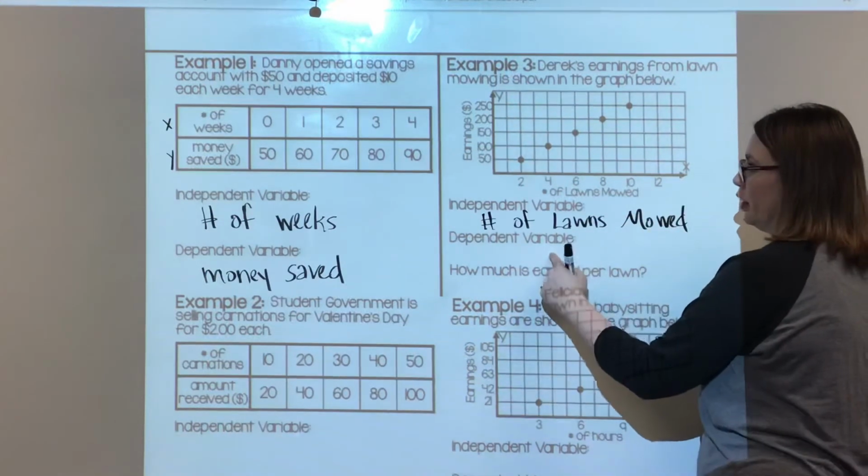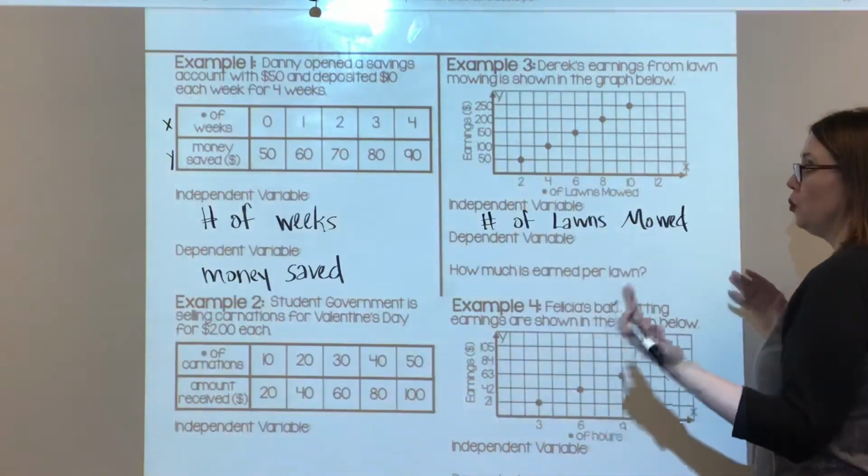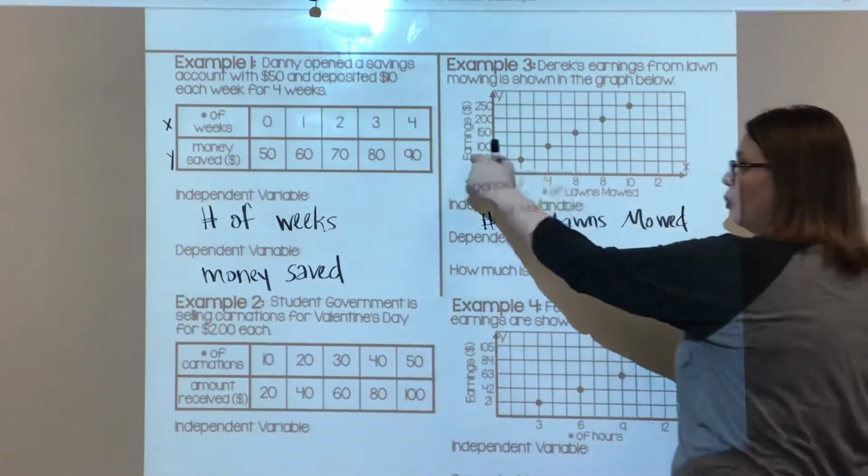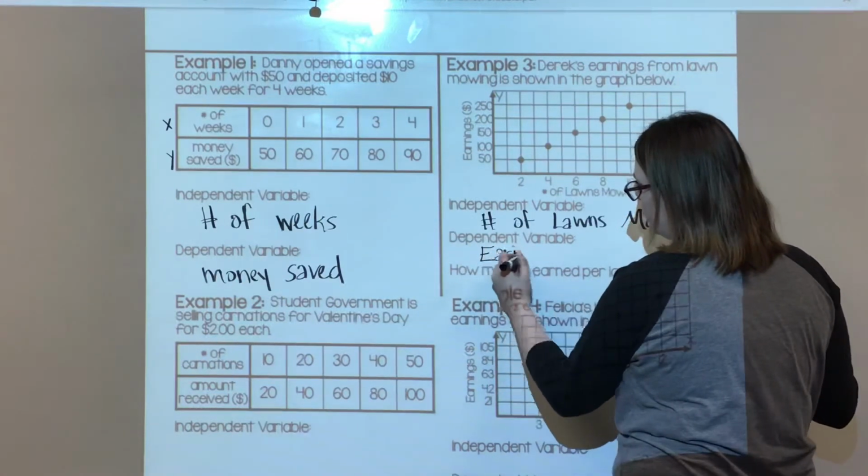Okay, so my dependent variable has to be my other thing, which is earnings, so that's going to still be money. And the more you mow, the more you're going to make. So we have earnings.